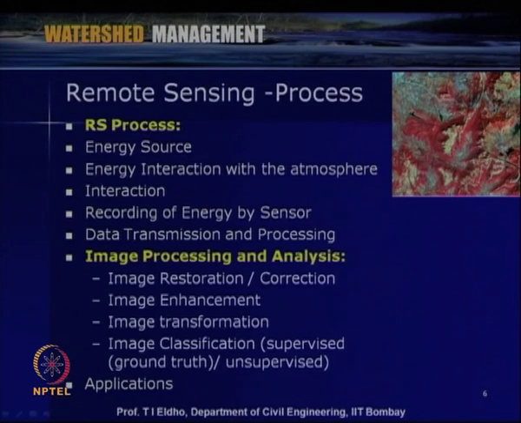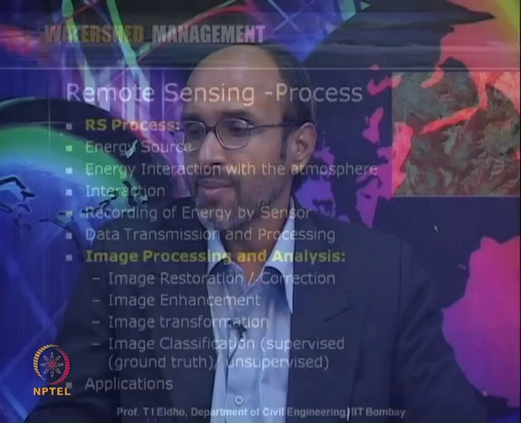Say, for example, for a particular watershed, the data is obtained, and then we get a false color composition, and based upon that we can get the surface features of that watershed, like the drainage pattern, the river location, or the land use and land cover. Nowadays various software packages are available, and software like ERDAS can be used for this image processing and analysis.